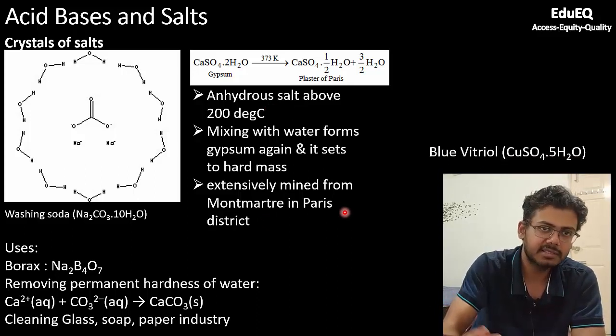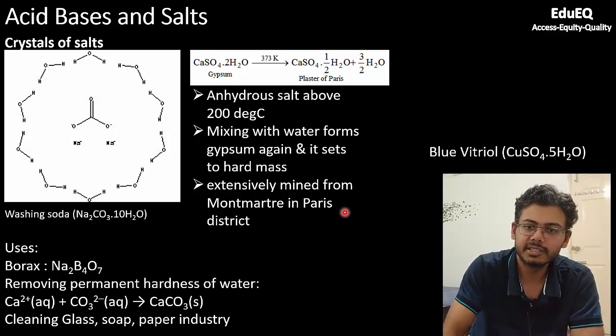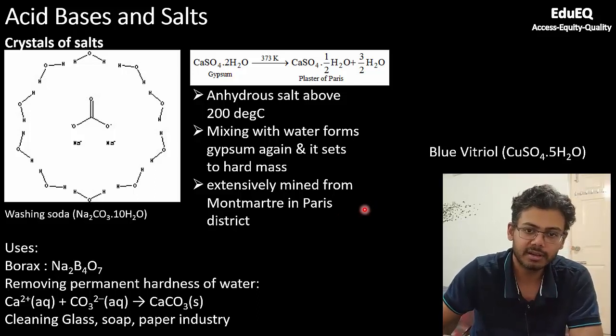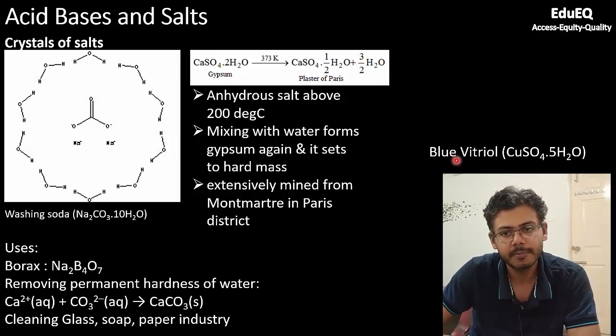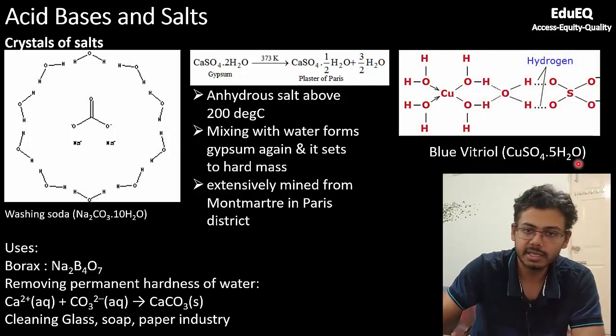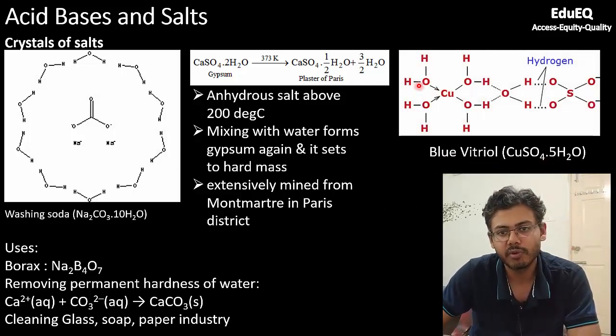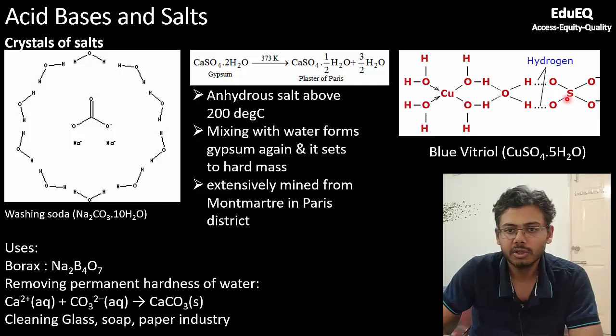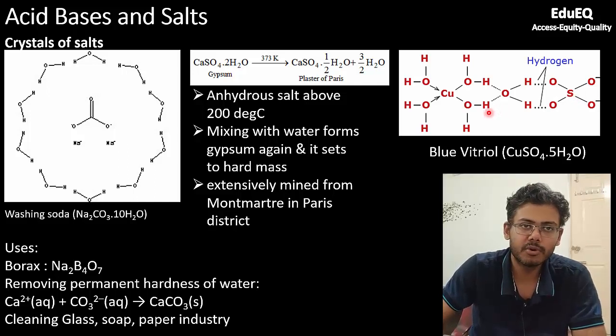Now coming to the last crystal of salt, which is blue vitriol. Blue vitriol, as the name suggests, is blue in color, and this is nothing but copper sulfate dot 5H2O. So you can see the structure here. Copper is linked to 5 water molecules, and one water molecule is linked to sulfate.